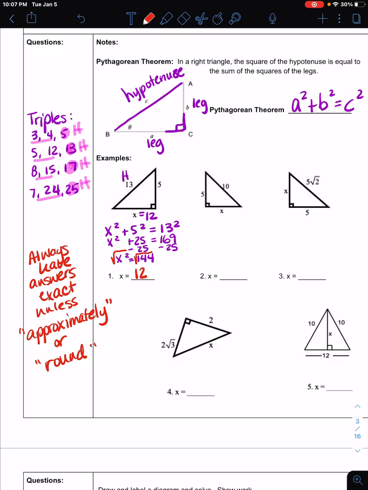Okay, so number 2. Here's our hypotenuse. I like to mark the hypotenuse, that way I keep it straight. So then I've got x squared plus 5 squared is equal to 10 squared. So now you need to do your exponents first. So x squared plus 25 is equal to 100.